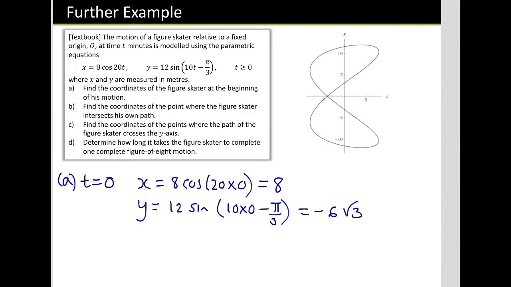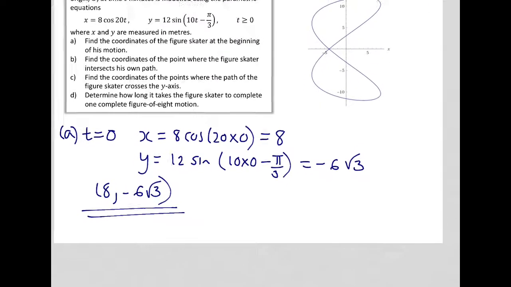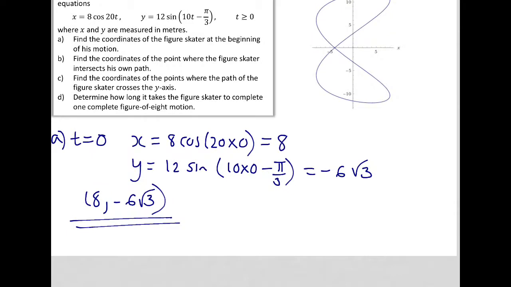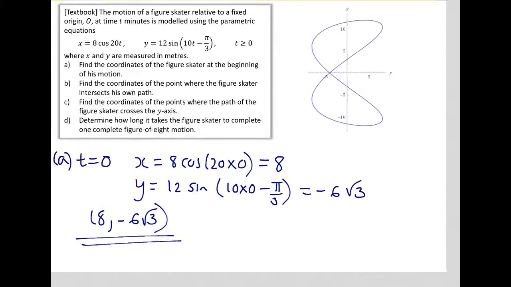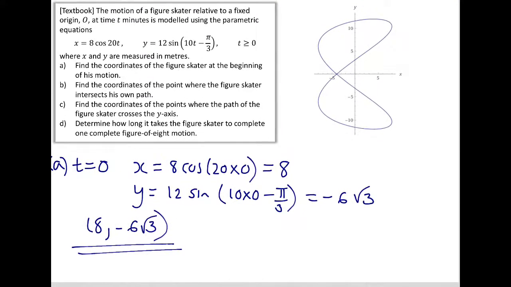So it's asked for the coordinates. There we go. Done. Fantastic. You know where that figure skater is going to be at the beginning. And it then says find the coordinates, the point where the figure skater intersects his own path. Oh, it is a he. That's lucky we found out. So it's saying where intersects his own path.